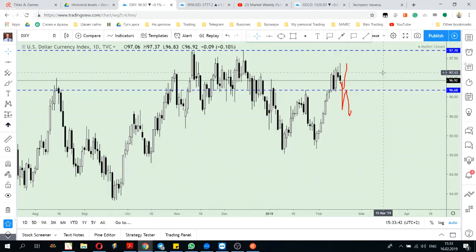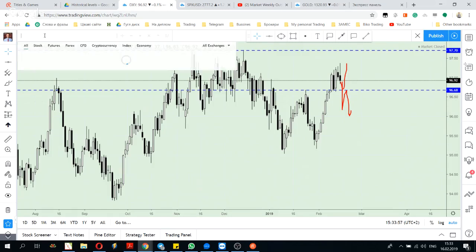Okay, friends, write me please, is everything understandable with this analysis? About Euro USD, we need to see how the price will react on key level 1 point.